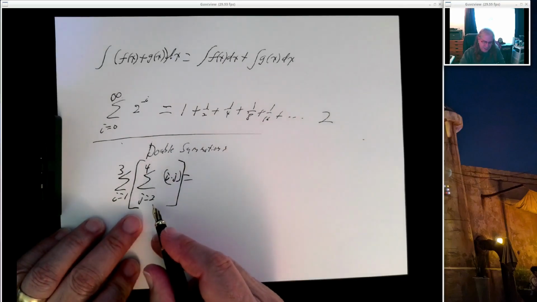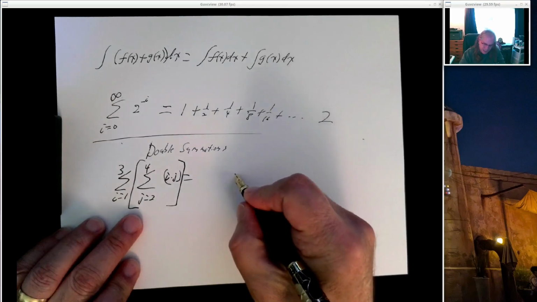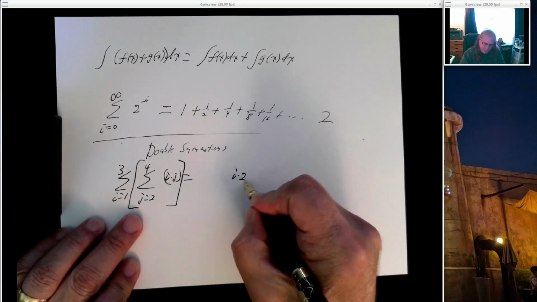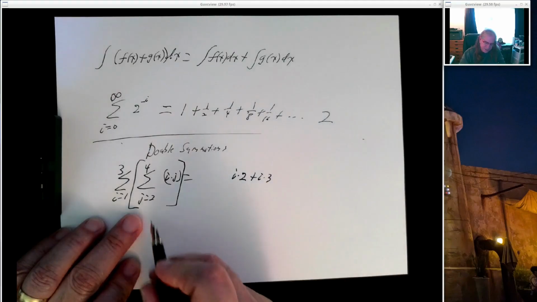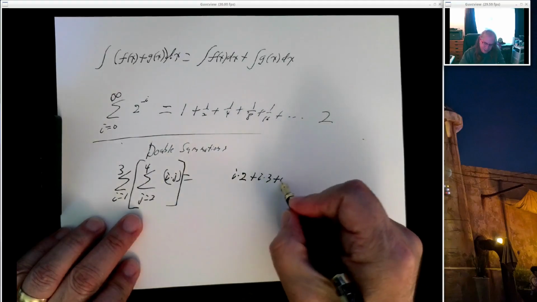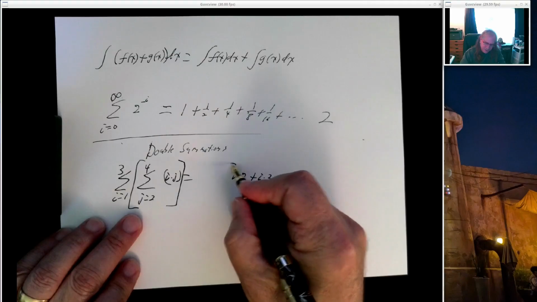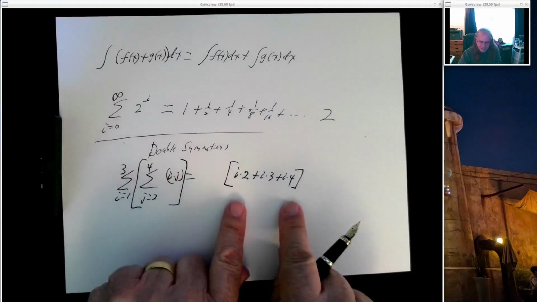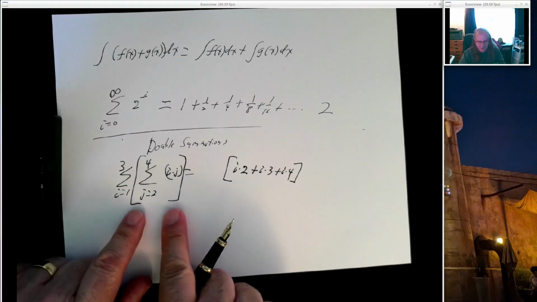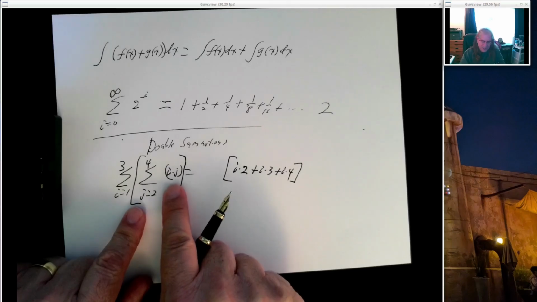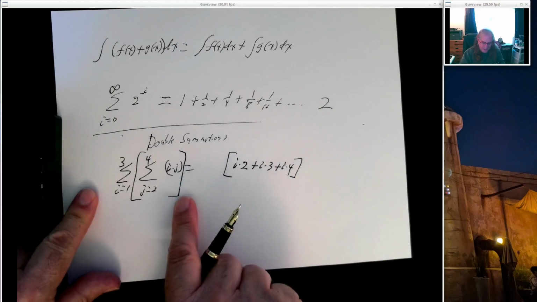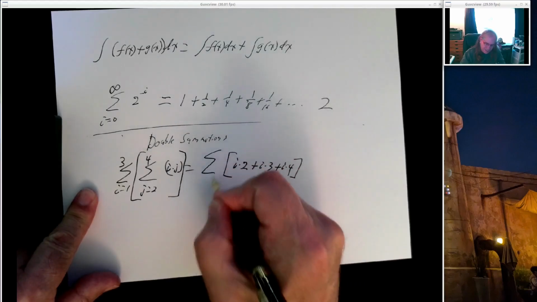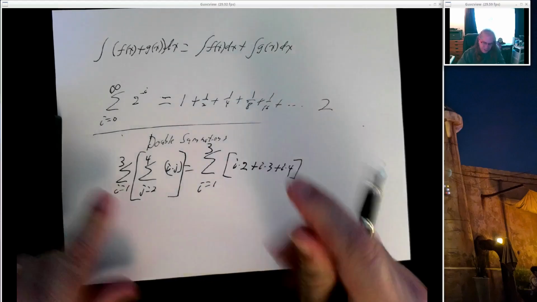Well, set j equal to 2, this is i times 2. Set j equal to 3, this is i times 3. Set j equal to 4, this is i times 4. This is the same as that, right? All I did was write this down with j equal to 2, 3, and 4 and add them together. And so this whole thing on the left is just the sum from i equals 1 to 3 of this.